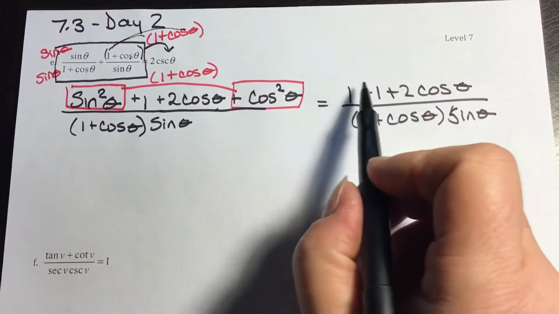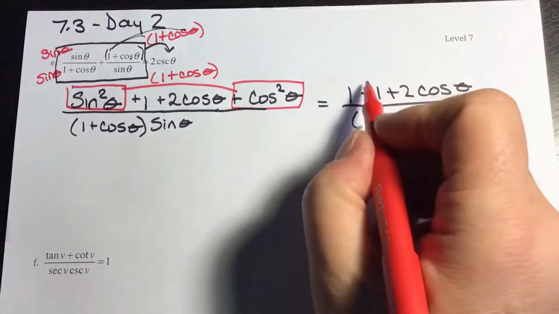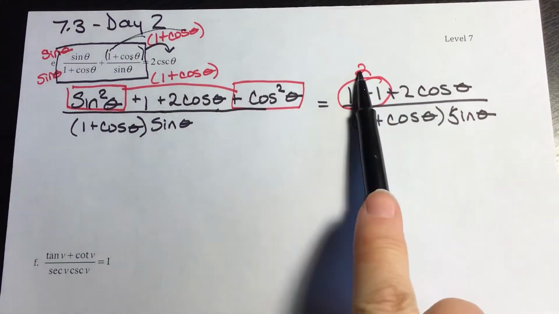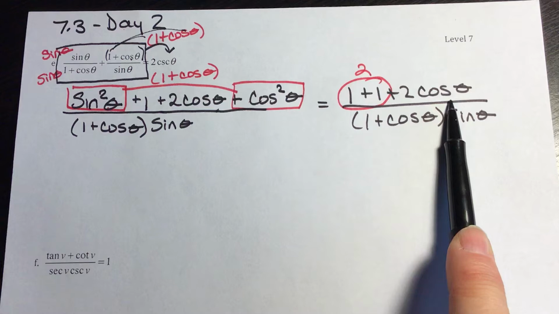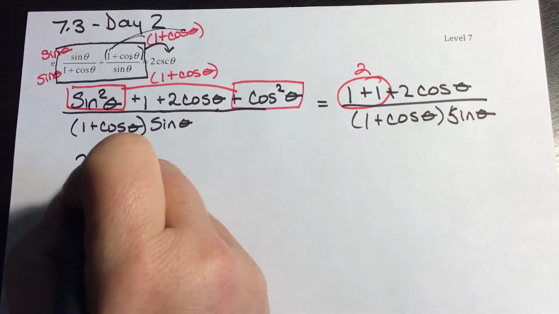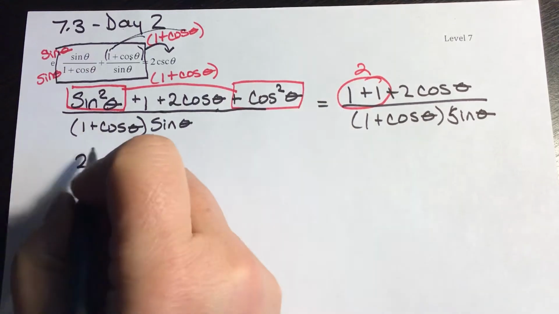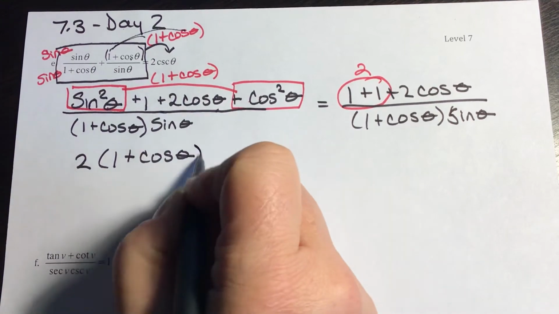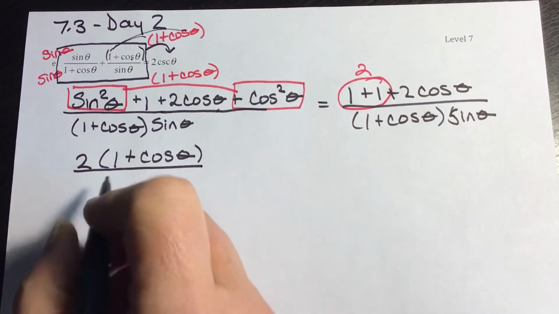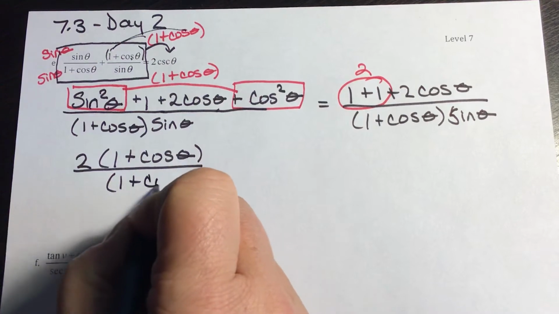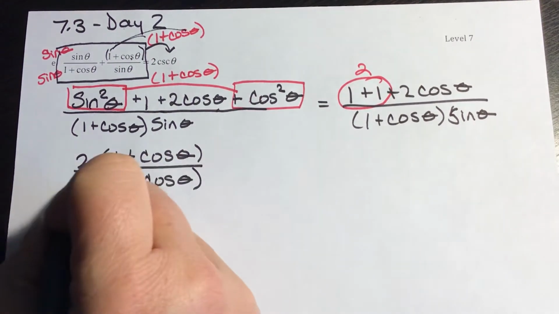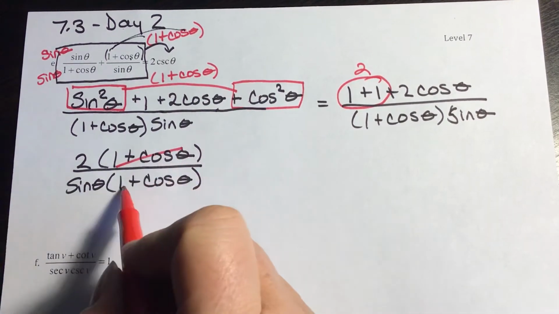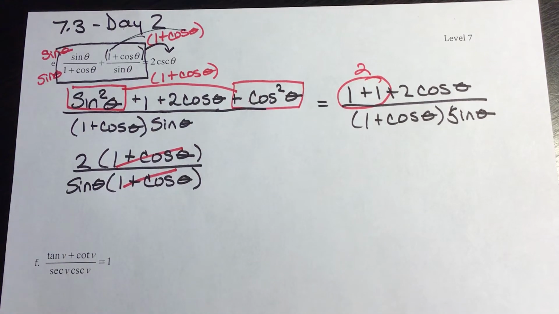All right, so here I'm just going to simplify this instead of writing it out again. 1 plus 1 is 2. And I have a 2 and a 2 cosine theta, so I'm going to factor out that 2. So I have 2 times 1 plus cosine theta. And on the denominator, I have 1 plus cosine theta times a sine theta. And I just line these up so that we can see that these are the same factors.